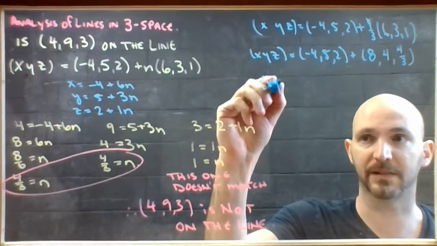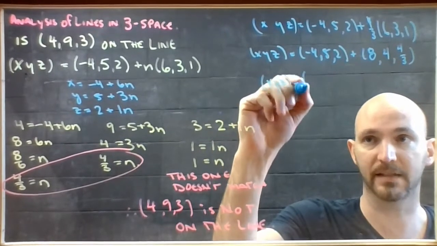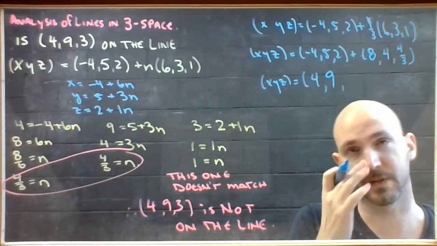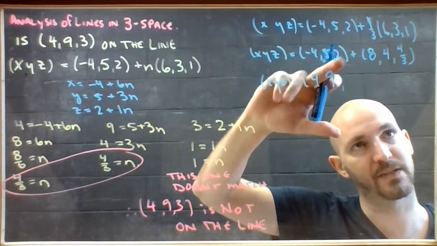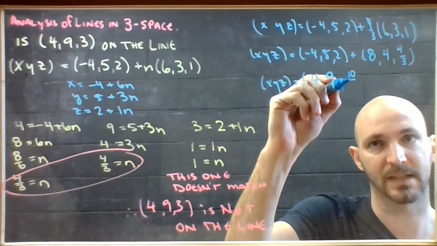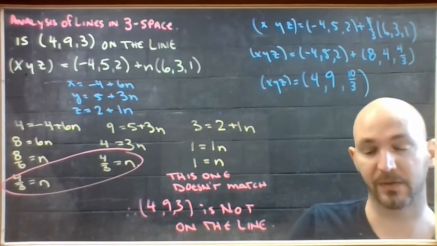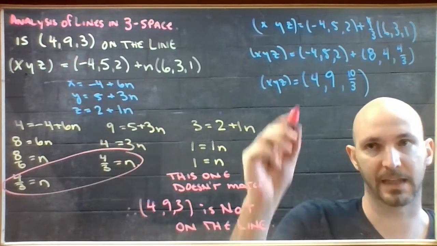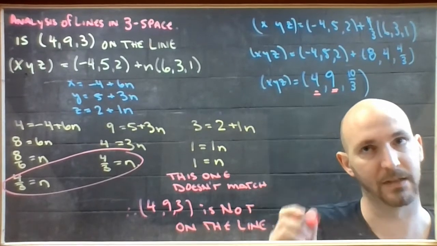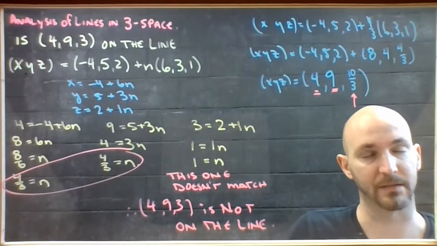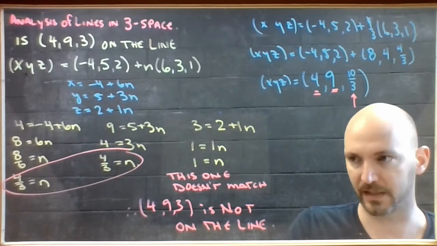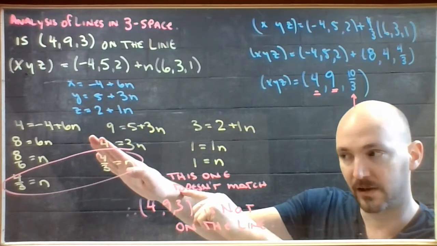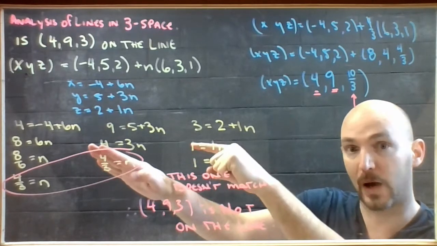So adding them together, -4 and 8 is 4. 5 and 4 is 9. 2 and 4/3, well that's 6/3 plus an extra 4/3, which is 10/3. Now, if you look at what happened, I was checking the point 4, 9, 3, and I got the 4, and I got the 9, but it's in the wrong place in z. So this line that goes off through space, I was able to find a dot at 4, 9, but when I checked the z coordinate, it was too high.